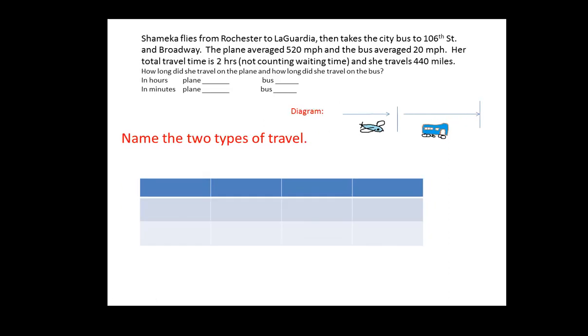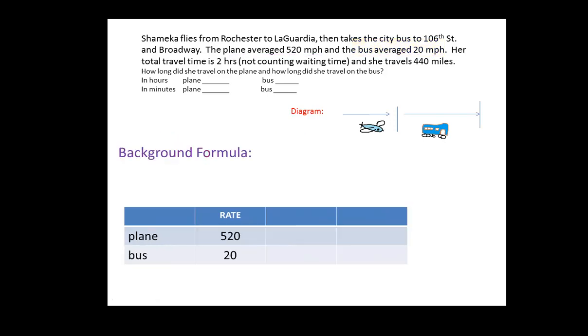Here's my boxes. I'm going to start by the two types of travel. Of course, there's the plane and the bus. And I like to put the rate in right away. Let's see what we know about the rate. The plane is going 520 miles per hour, so there's the rate of my plane. And the bus is going 20 miles per hour, so that's the rate of the bus. So I have my two rates there.